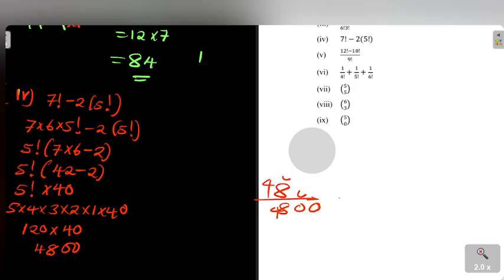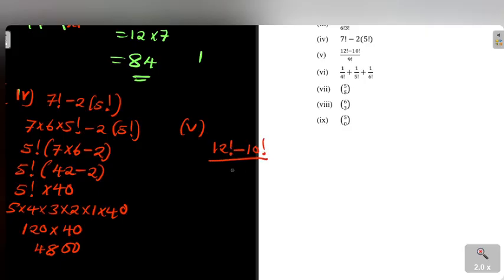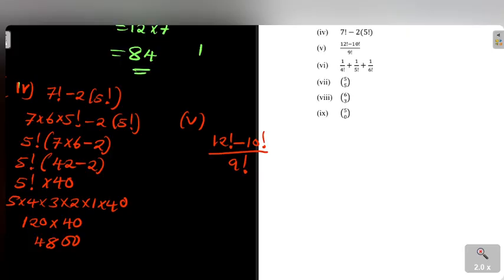So now we proceed to part 5. For part 5, what we have is 12 factorial minus 10 factorial, that is over 9 factorial. So for us to evaluate this, what we're going to do first is change this one to a fraction. That's what we're going to do.